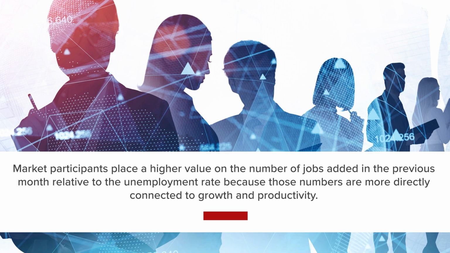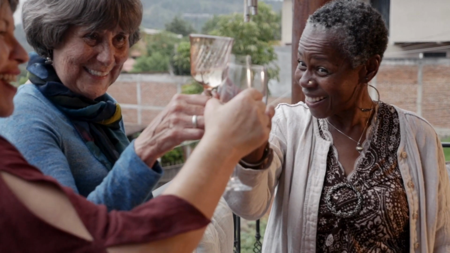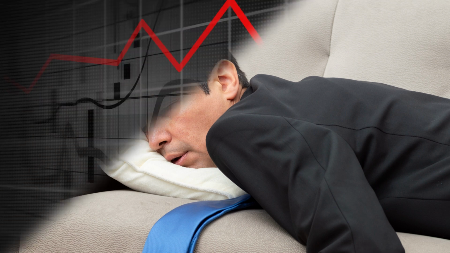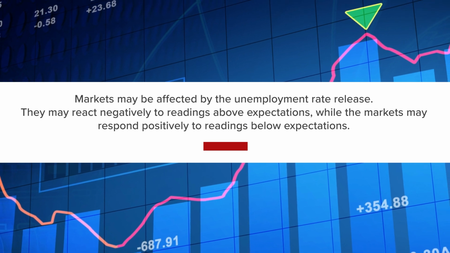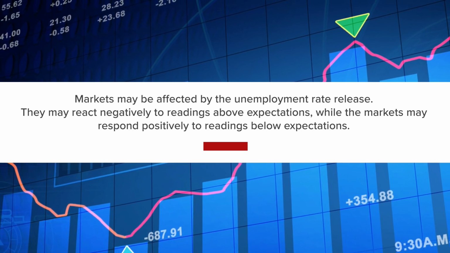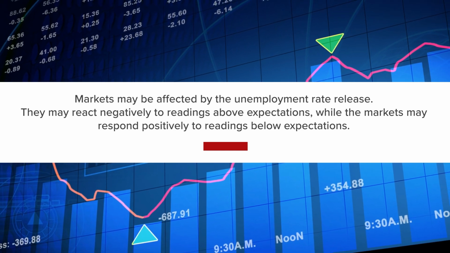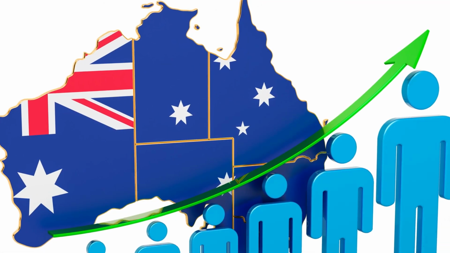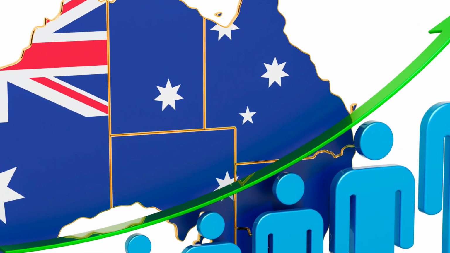Unemployment may sometimes be misleading as a result of an aging population and discouraged workers, which reduce the labour force, the denominator that partially determines the unemployment rate. Markets may be affected by the unemployment rate release. They may react negatively to readings above expectations, while the markets may respond positively to readings below expectations. Monitoring the unemployment rate is crucial since it provides an indication of how tight the national labour market is and its implications for the international economy.